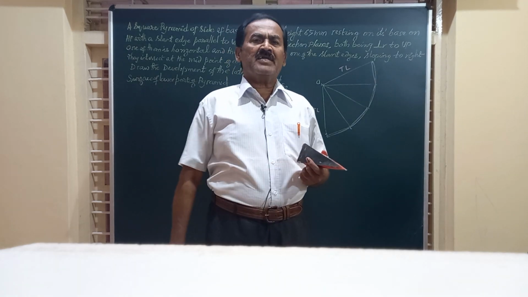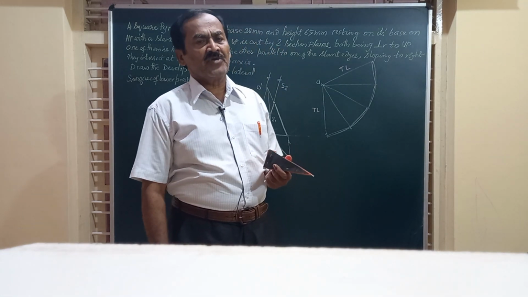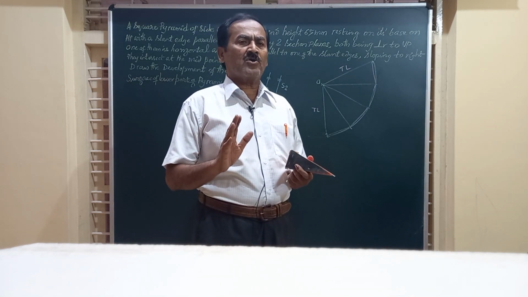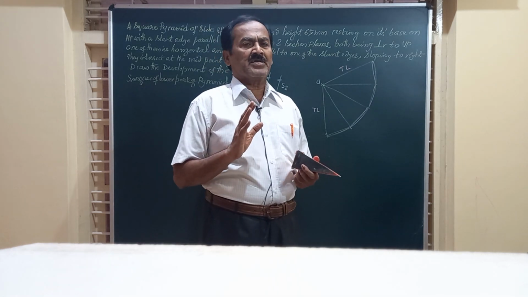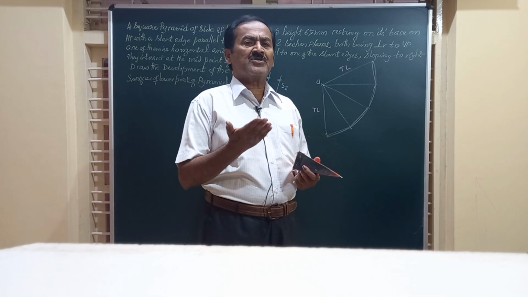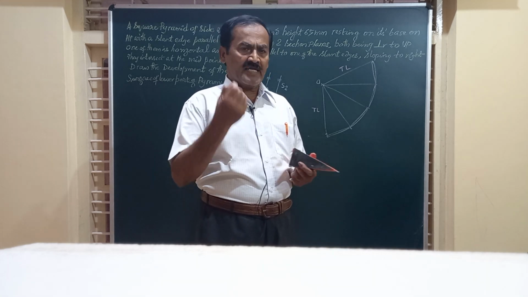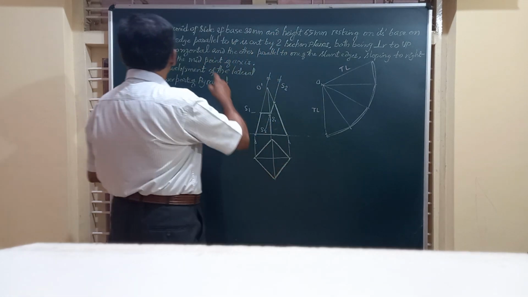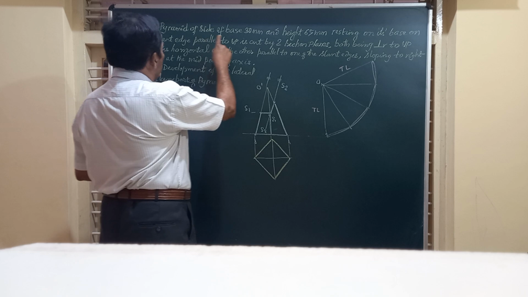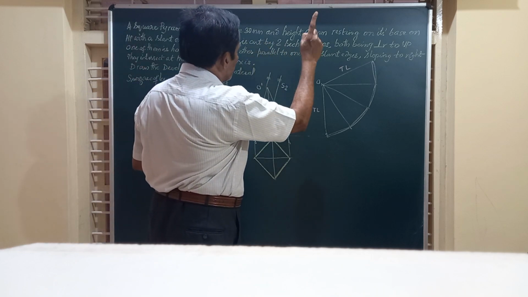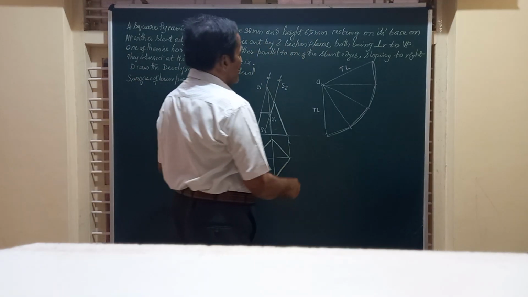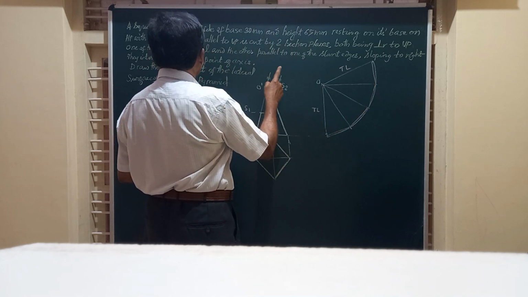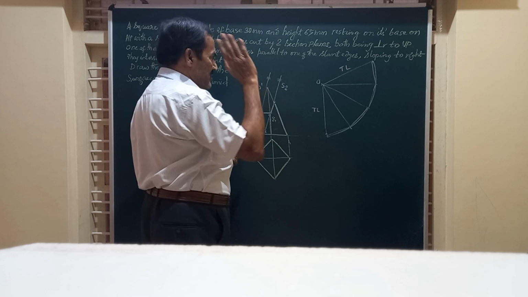Myself Dr. M.H. Chennaya, and in today's video we are going to learn the development of a square pyramid which is resting on HP on its base. Let us see what is the question we have in store for today's video. The question reads like this: a square pyramid of side of base 30 mm and height 65 mm resting on its base on HP with a slant edge parallel to VP.